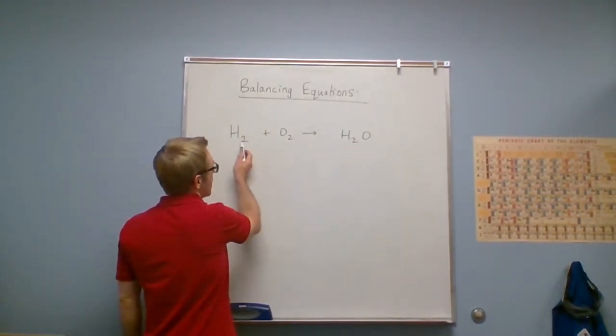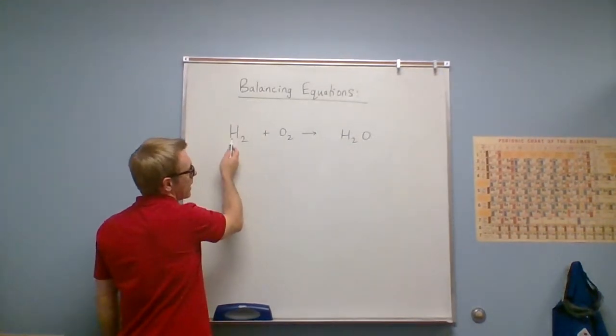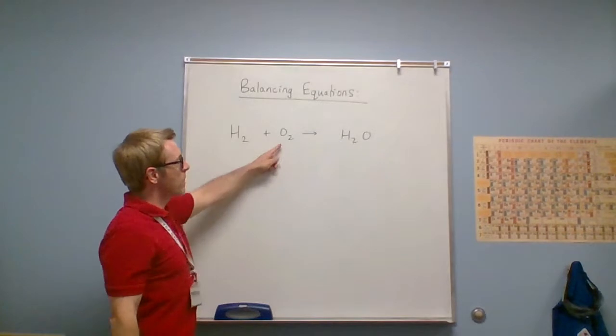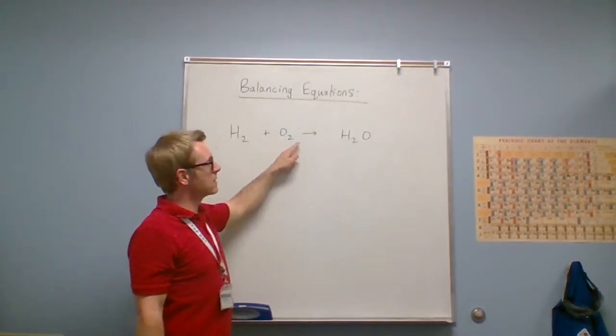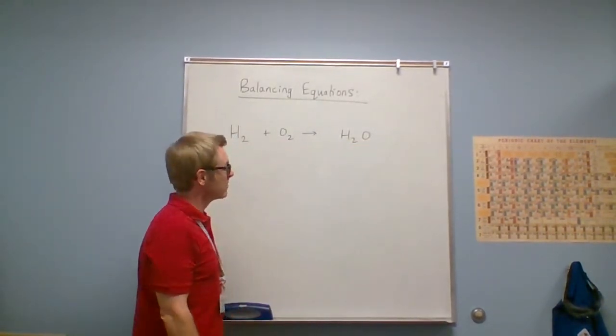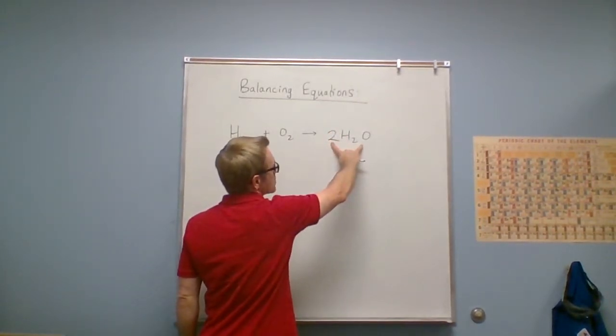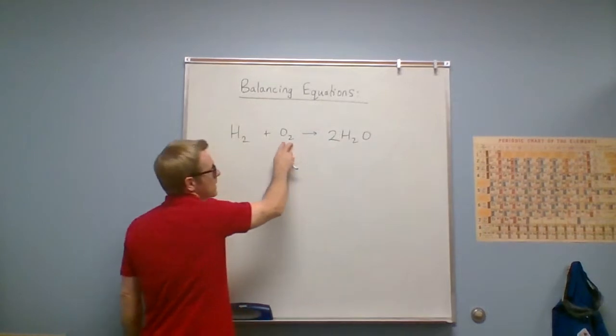We can see that the hydrogen looks balanced already. We have 2 hydrogen as a reactant and that's equal to 2 hydrogen as a product. But I have 2 oxygen as a reactant and only 1 oxygen as a product. So I can go ahead and put a coefficient 2 here to scale the oxygen. So I have 2 oxygen on both sides.